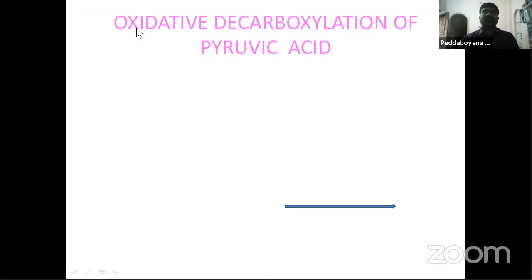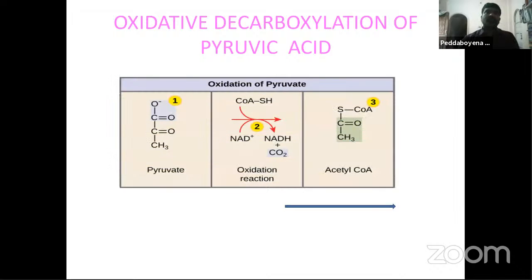Here, oxidative decarboxylation of pyruvic acid is the second one. At the end of glycolysis we get pyruvate or pyruvic acid. This pyruvic acid undergoes dehydrogenation and decarboxylation. Here you are observing NAD plus is converted into NADH, and one carbon dioxide is also removed. Actually pyruvate is 3 carbon, so here one carbon is removed, and 2 carbons of acetyl coenzyme are formed. It is an oxidation reaction.